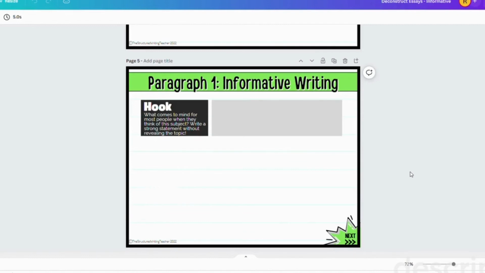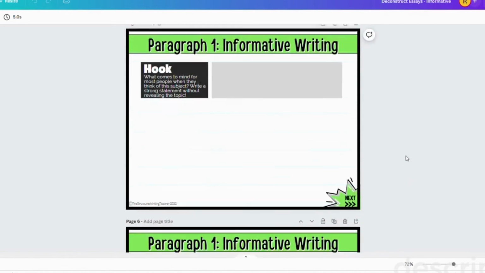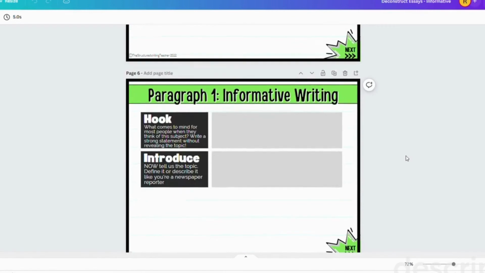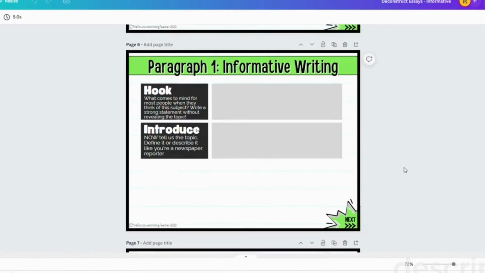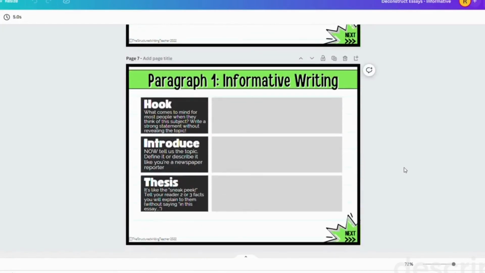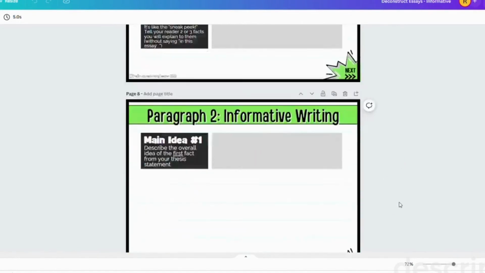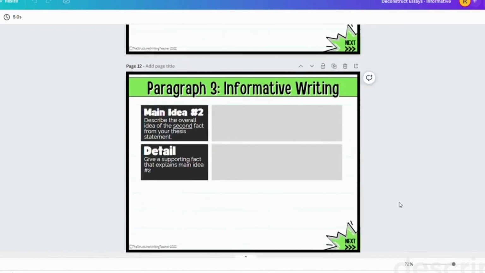And this will give them confidence. They know how to start their writing, they can get going. So practice hooks in lots of fun, different ways. So there's the hook. Then they introduce it like they're a newspaper reporter. And then their thesis gives the reader 2 or 3 facts that they're going to be talking about in this essay. Now, from there, and I'm going to make you a little dizzy here, so maybe I'm going to scroll down.